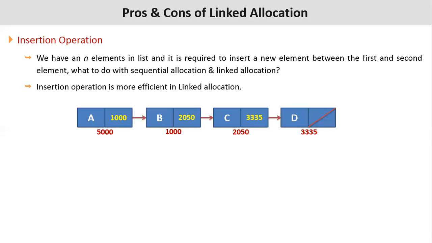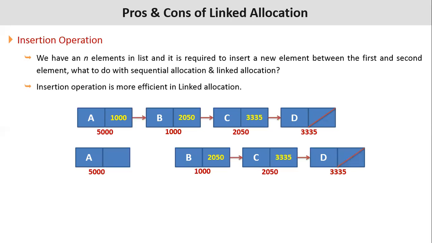Here we have nodes A, B, C and D. We are going to insert a new node between A and B. So A has its information, and 1000 is the address of the second node. Now we are going to change the link address of the A node, and we are going to insert a new node. We are going to insert the X node. So the address of the X node, that is stored in the address portion of the A node, is 2100.